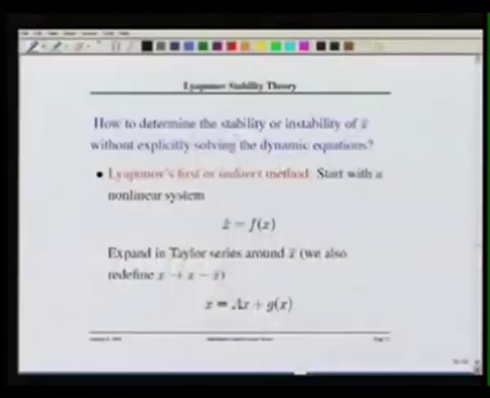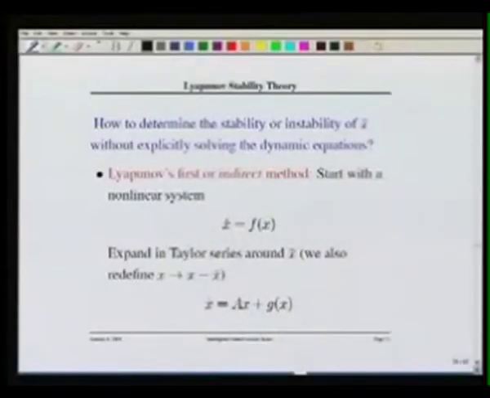So, we defined stability, that is just stable, and then we defined the notion of asymptotic stability. Now, how do we determine it, whether the system is stable or asymptotically stable? We will discuss in this class today two methods. One is the indirect method, another is the direct method.